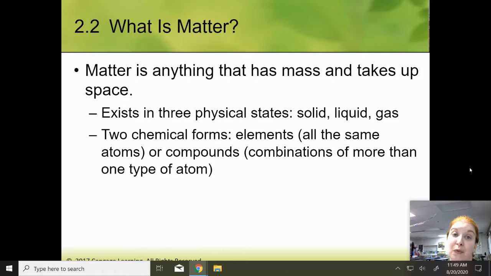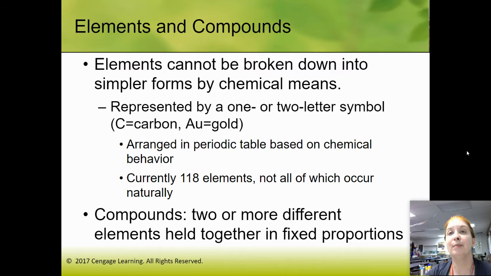This should be review from freshman year in biology and last year in your chemistry or ICP class. So this should be a very, very easy section for you. We have two chemical forms. So you can have elements, which are all the same atoms, or compounds, which are a combination of more than one type of atom. Elements and compounds.